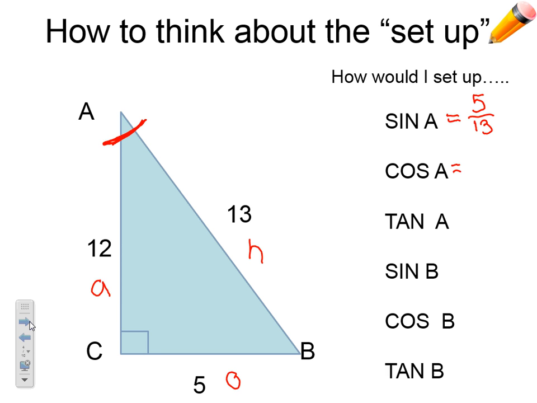Cosine of angle A, so we're using the same angle, which is adjacent over hypotenuse, so our adjacent is 12, and our hypotenuse is 13, so that's how that'd be set up. And last one on angle A is tangent of angle A, which is opposite over adjacent. So ours is going to be 5 over 12. Now we're going to answer these bottom three. We have sine, cosine, and tangent of angle B.